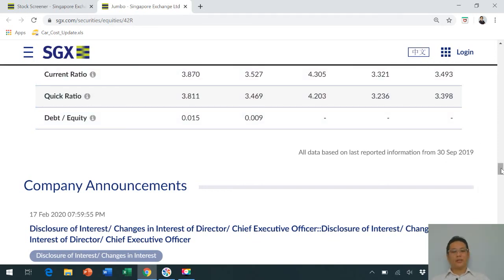Okay, so this is what we do with SGX Stock Screener. You can screen out stocks. You can analyze the stock professionally. Like in this case, I think Jumbo actually meets almost all my criteria in a numerical sense.